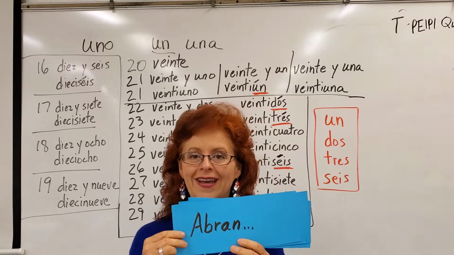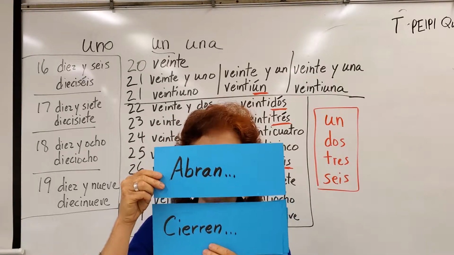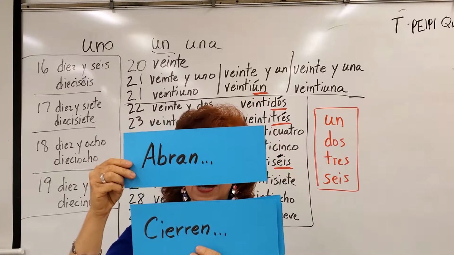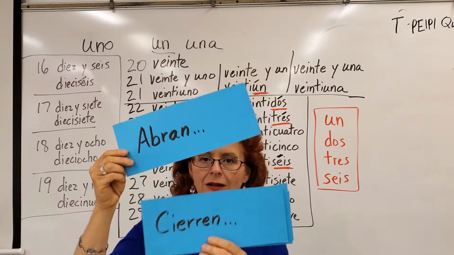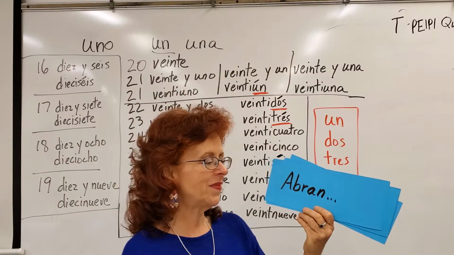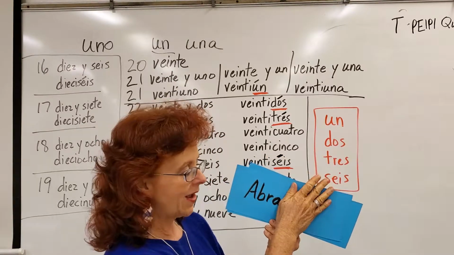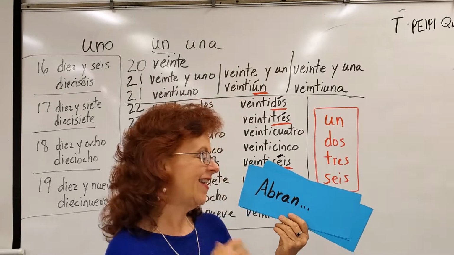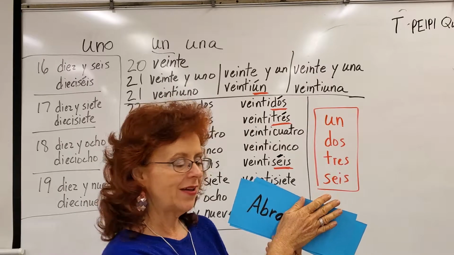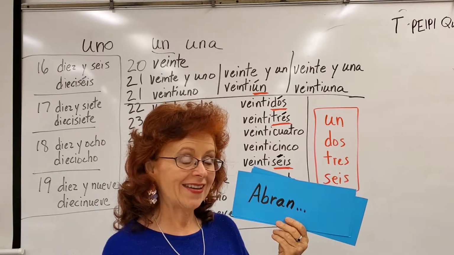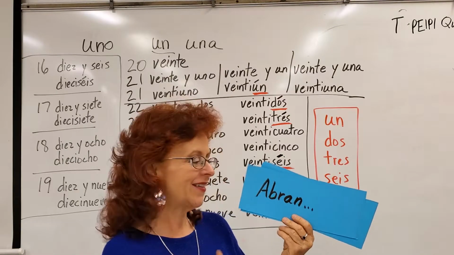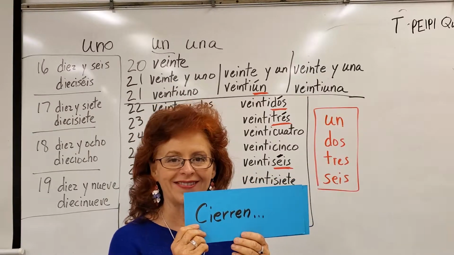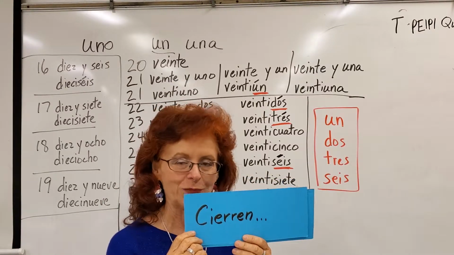This is open and close. Open, close. Abran, cierren. And again with the magician, he will say abracadabra, the door opens and the bunny is gone. The magician says abracadabra, the door opens and his assistant has disappeared. Okay, so open, abran. Close, cierren. Open and close.